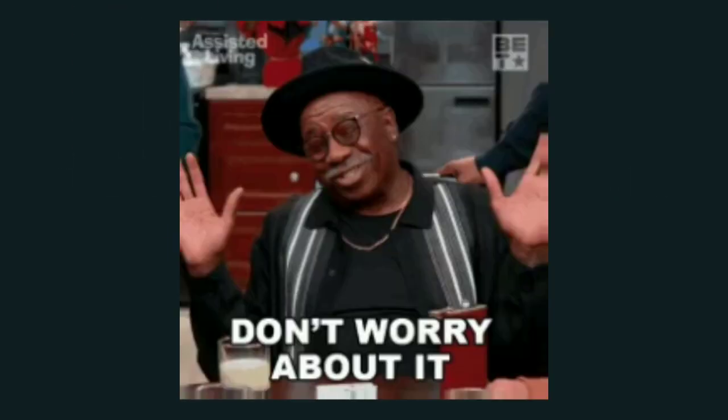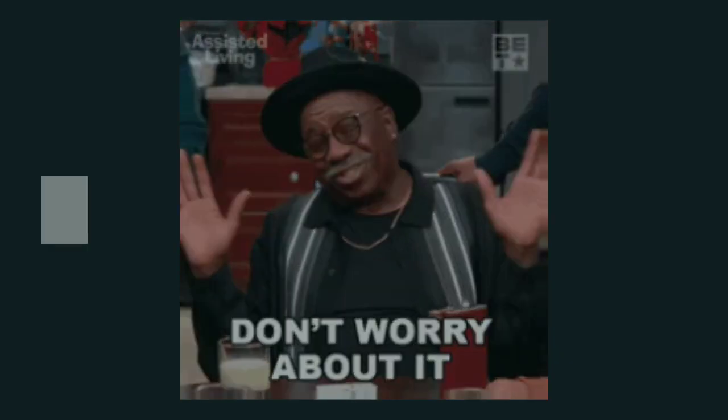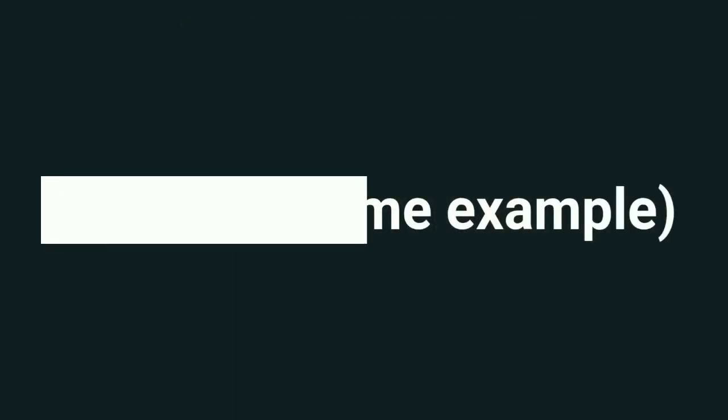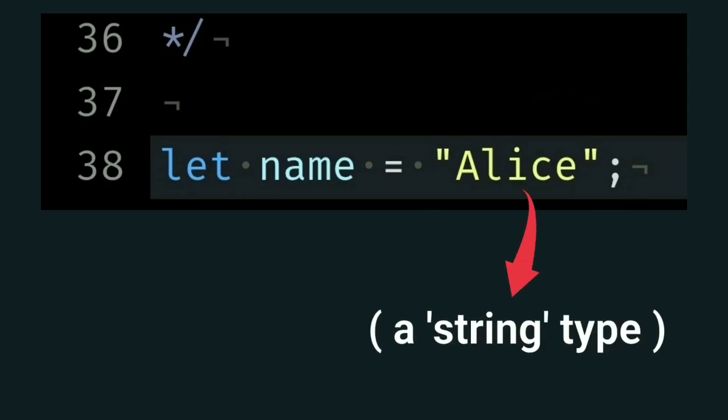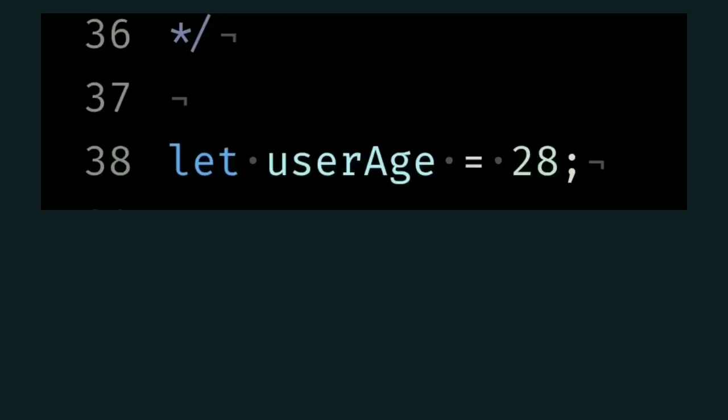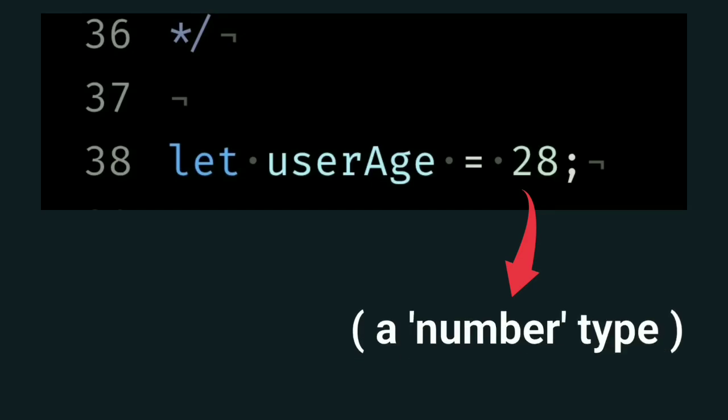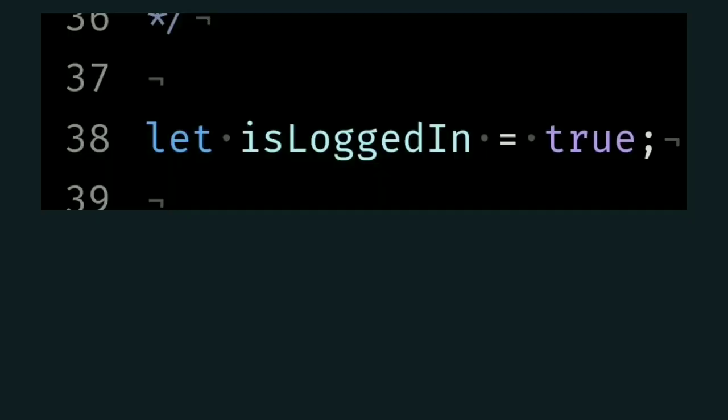Still don't get it? Don't worry. Let's see some examples so that you can get it all. See this example. Here we are storing Alice. Text information, a string type. In the second code block, 28. This is number information, number type. Here true is a yes and no information, Boolean type.